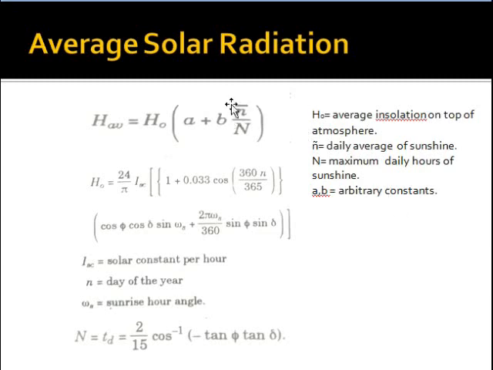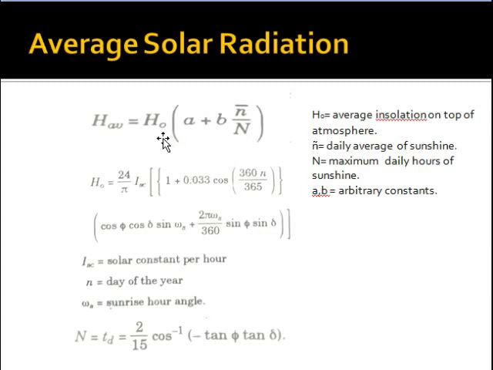This n is the daily average of the sunshine over a period, say over a month. If it is measured for a month, it is for a period of a month. If it is measured in a day, then what is the daily average of the sunshine? And capital N is the maximum daily hours of sunshine. So capital N should be substituted with the maximum hours of peak sunshine in a day, and that period is calculated and substituted in this equation.